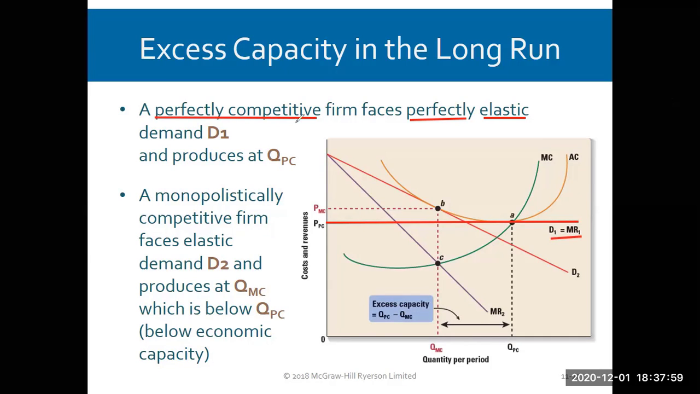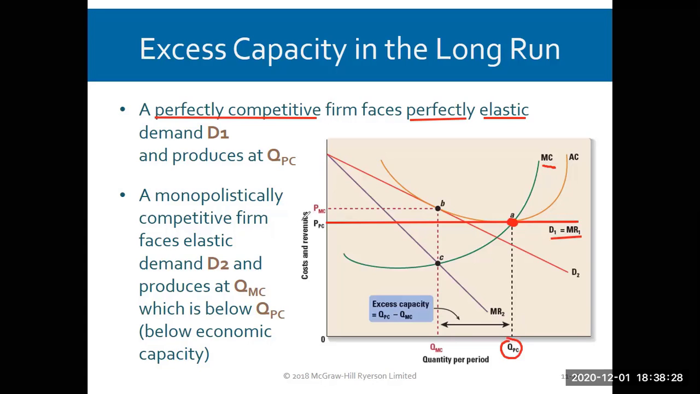So perfectly elastic demand, and we just find it in the long run when they determine where marginal revenue equals marginal cost. If there were any profits, those profits would be eroded because there's freedom of entry and other firms would come in. So in the long run, the profit maximizing quantity, where marginal revenue right here equals marginal cost right here, is this red dot. There's the quantity.